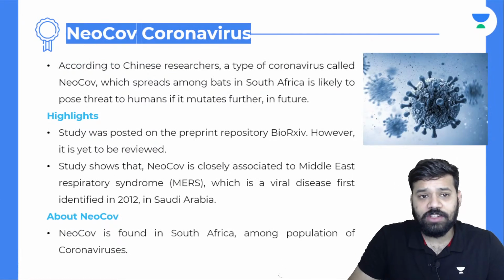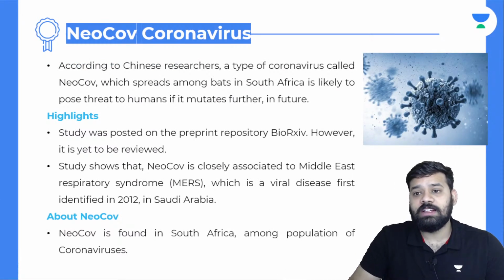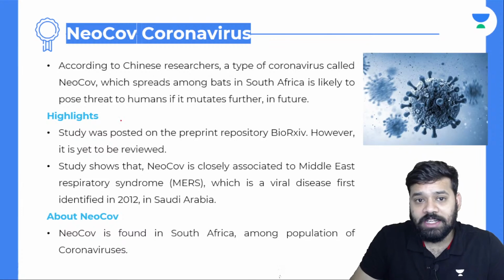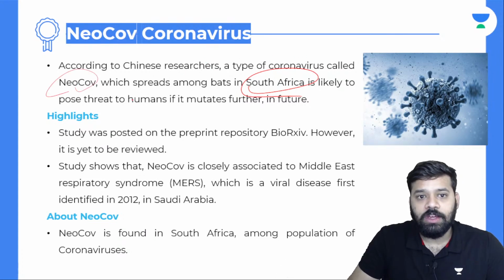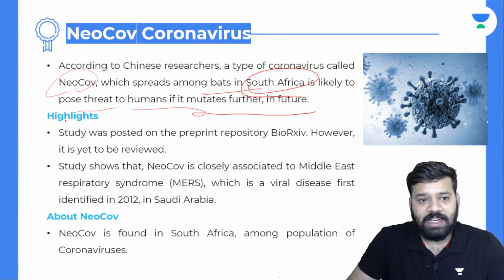Going forward to the next topic, Neoco coronavirus. So there's a new variant. This new variant has been discovered in South Africa. According to Chinese researchers, a type of coronavirus called Neoco, which spreads among bats in South Africa, is likely to pose threats to humans if it mutates further in future. What are the highlights? The study was posted on the preprint repository BioRxiv. However, it is yet to be reviewed.